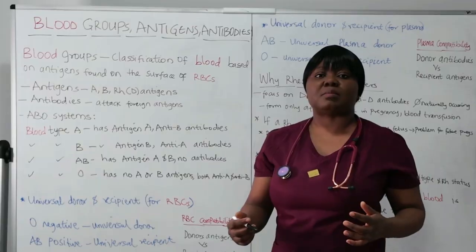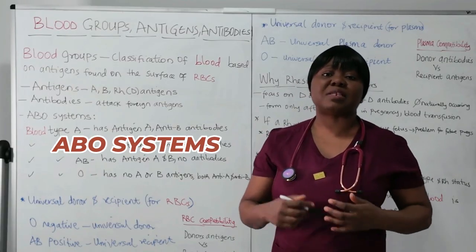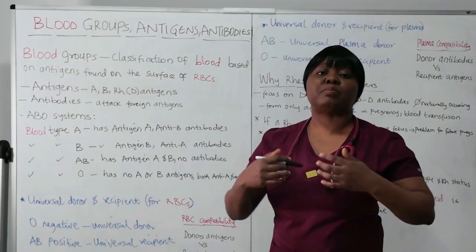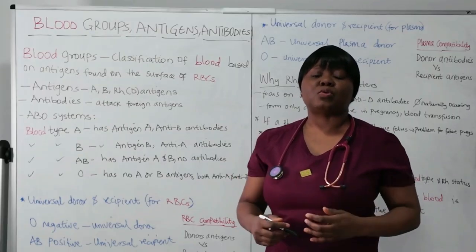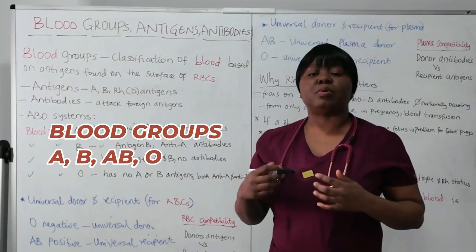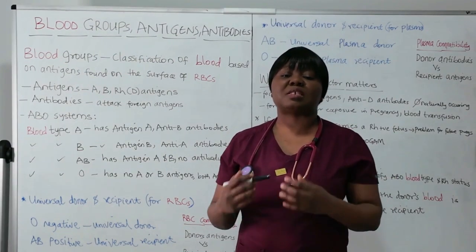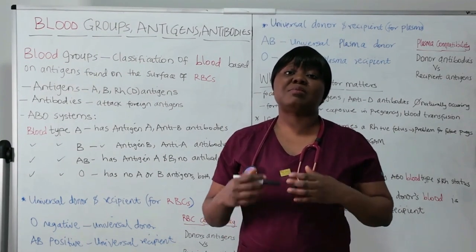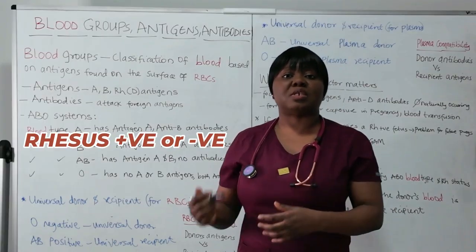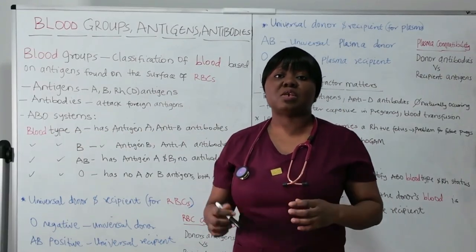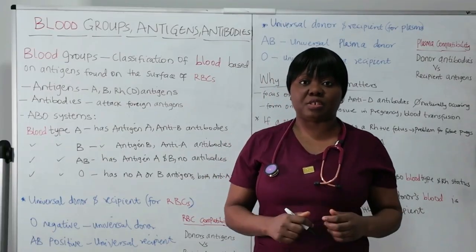Now we have two systems. The first one is the ABO system and the second is the Rhesus system. The ABO system groups the person's blood type as either blood group A, blood group B, blood group AB, or blood group O. The Rhesus system classifies blood type as either Rhesus positive or Rhesus negative. If it's Rhesus positive, that means they have the antigen D. If it's Rhesus negative, they do not have that antigen D.